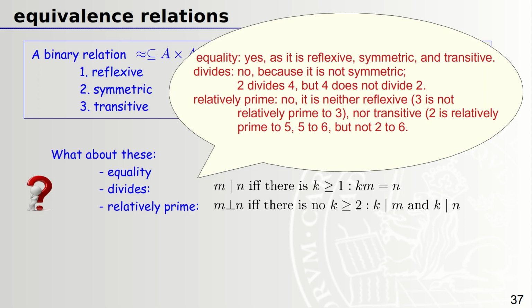Divides is not an equivalence relation because it is not symmetric. 2 divides 4, but 4 does not divide 2. Being coprime or relatively prime is also not an equivalence relation because it is neither reflexive, 3 is not relatively prime to 3, nor is it transitive. 2 is relatively prime to 5, 5 is relatively prime to 6, but 2 is not relatively prime to 6.